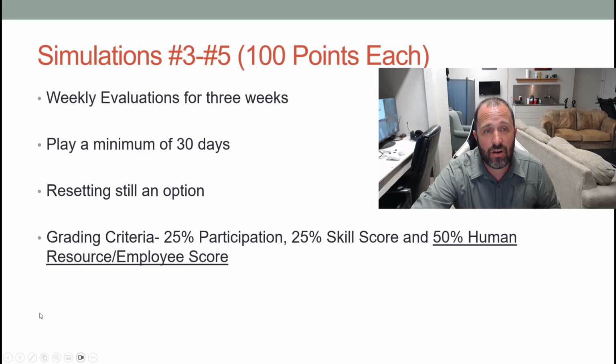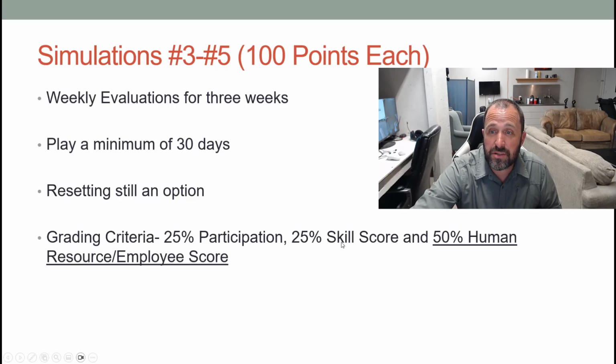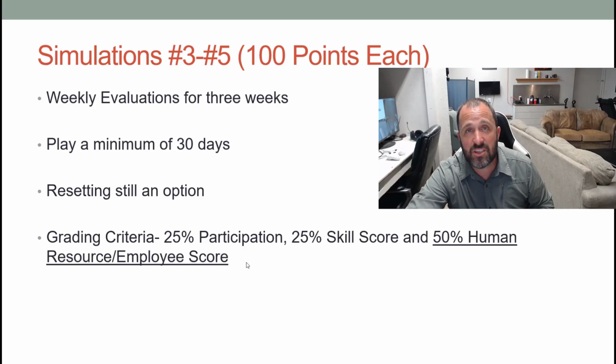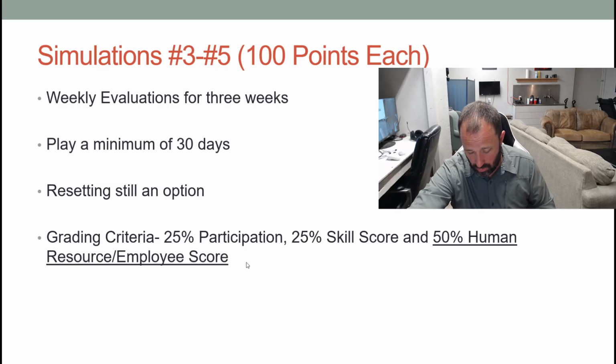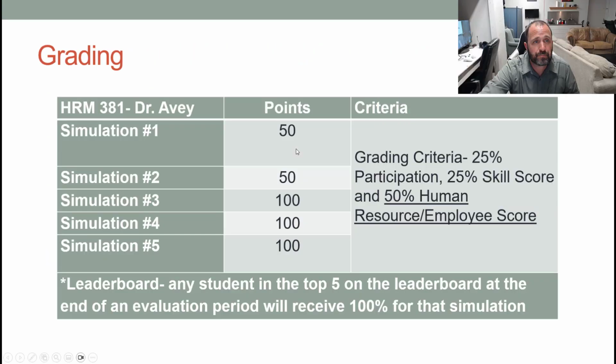And the grading criteria in the full business is the same. 25% how much you do it, 25% skill, and 50% your HR score. And all of that will be visible to you each week. At the end of the day, Friday or first thing Saturday morning, I will simply log in and calculate the scores and award the points accordingly. Okay, sort of looks like this. Simulation 1 and 2, 50 points. The next ones are 100 points. And you can see the grading criteria includes the HR score for everything except simulation number 1.